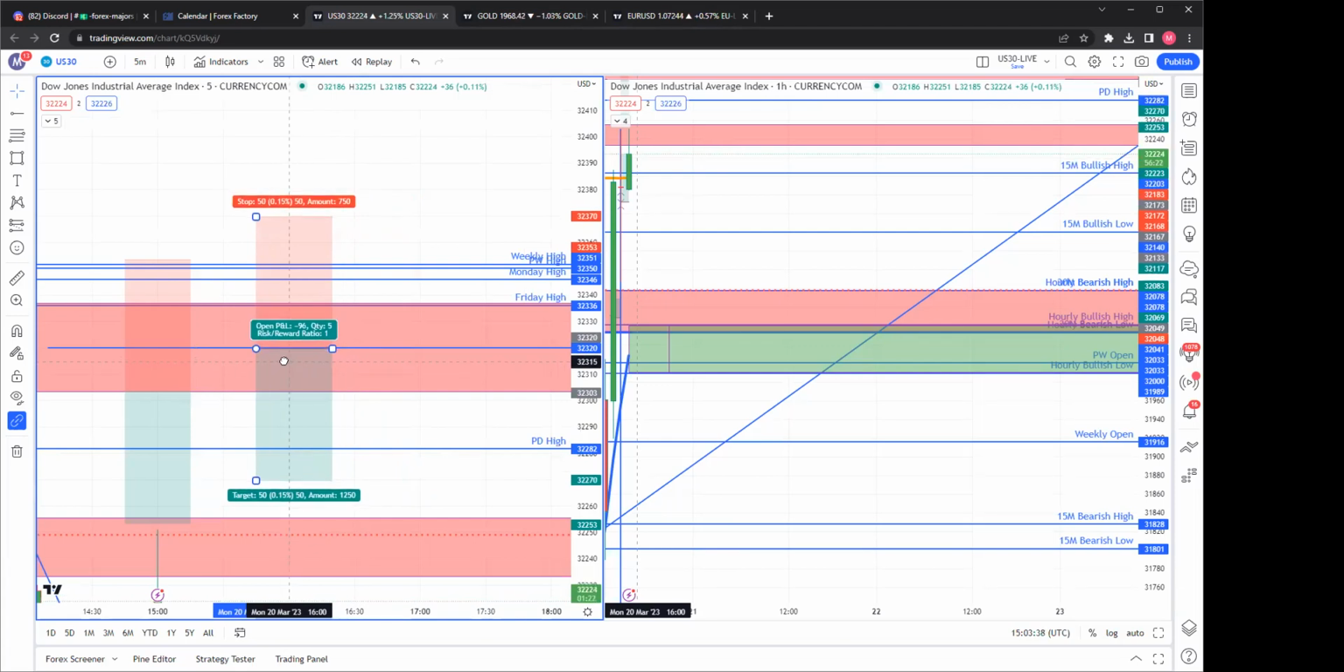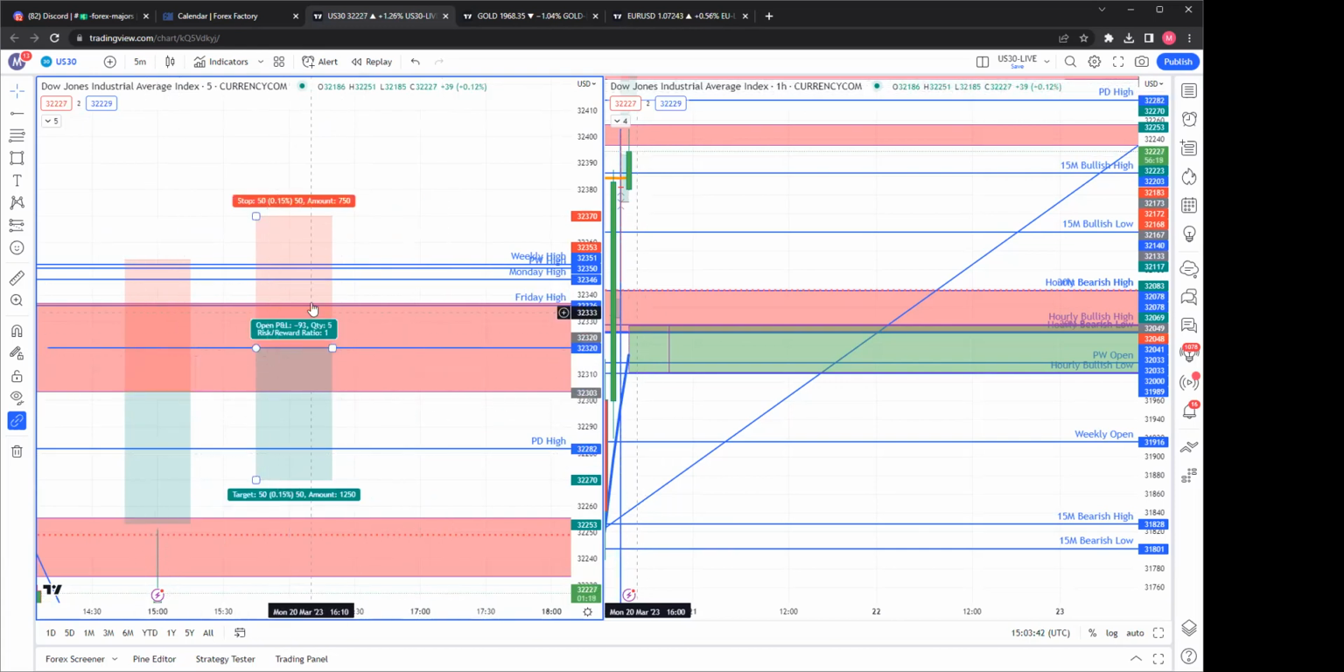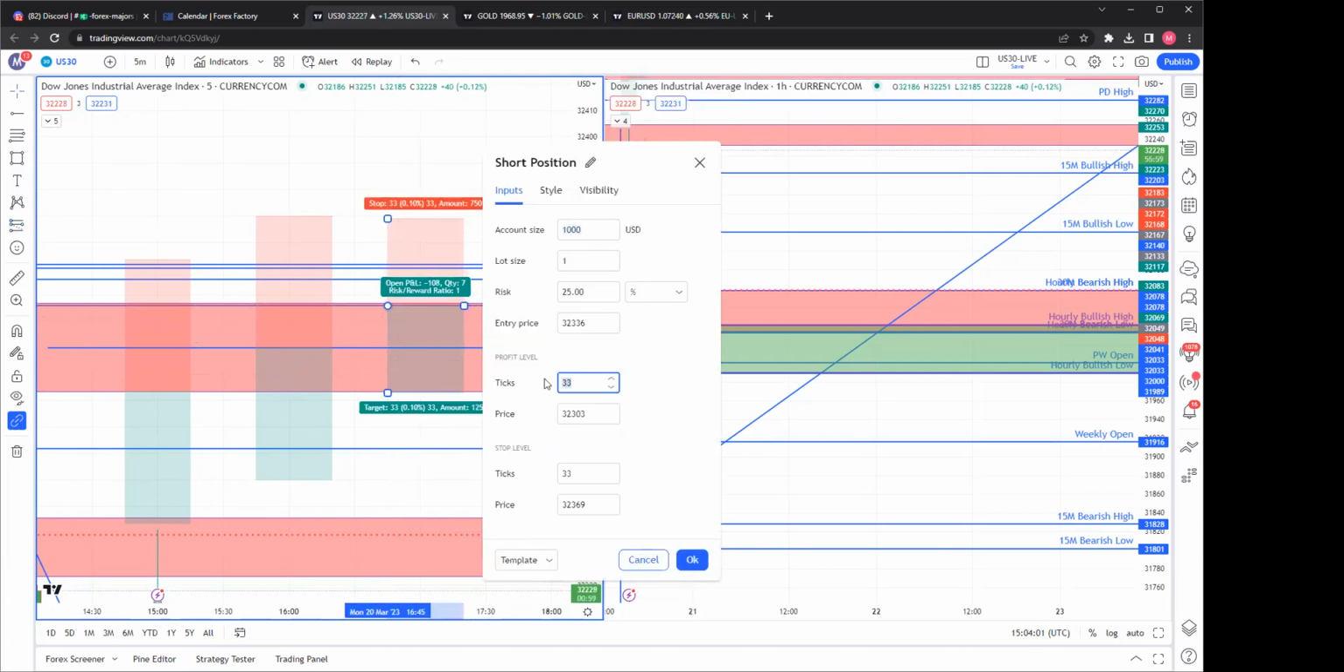And always use proper risk management. So the first sell is a small lot size. The next sell is a bigger lot size than the small one. And between the second and the third sell, that's when you should be using your standard lot size. So the third sell for US 30 is 32,335. I'll send this in the group, in the Discord. So that's what we expect US 30 to do.